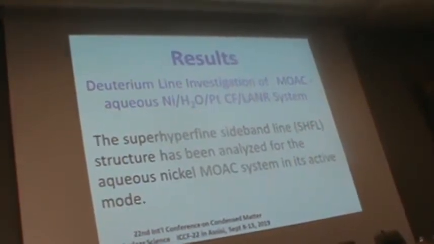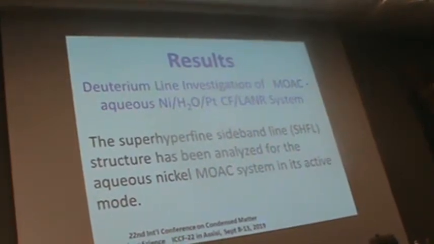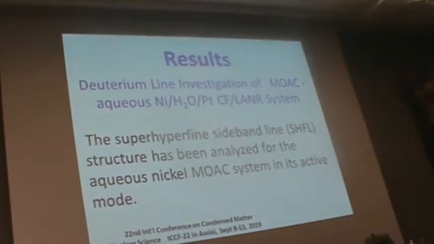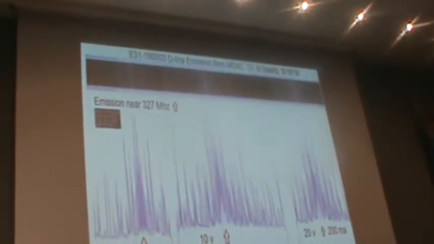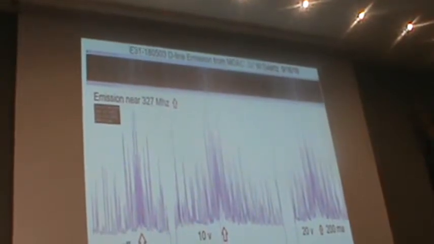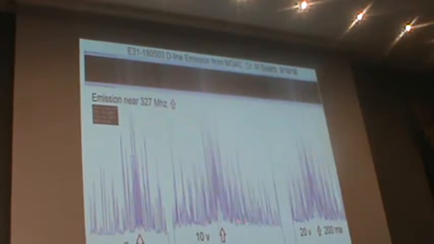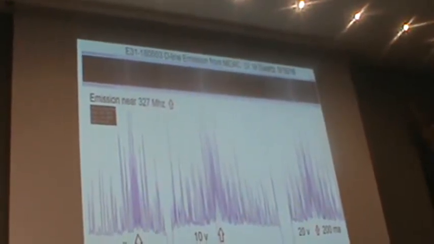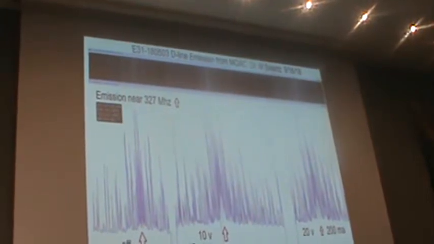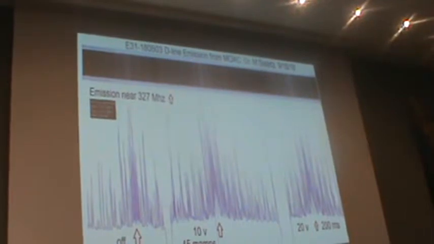Now, the next one we analyzed was the ordinary water MOAC system, which was built at Lincoln Laboratories. And here's the results. This shows the instantaneous time when it was off, after it was driven for a long time. Here is 10 volts at 45 milliamps, which was the optimal operating point. This is just on the other side of the optimal operating point, and here we have the band set. So this goes to here, that goes to here.